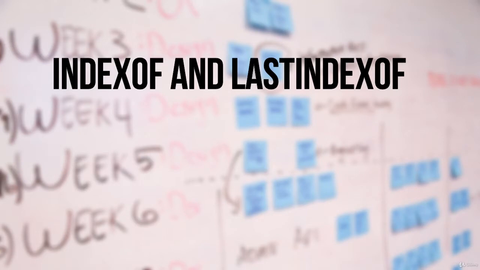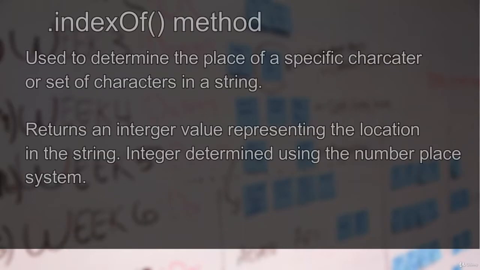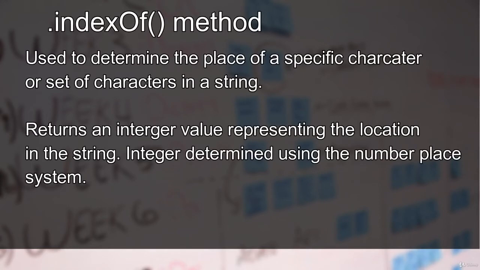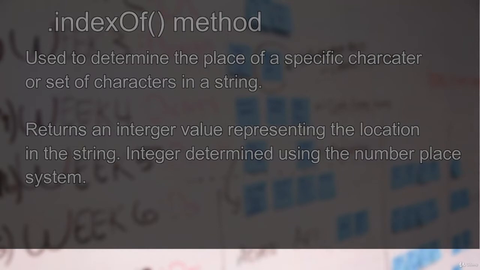In this video we're going to be discussing the indexOf and lastIndexOf methods. I'll begin with the indexOf method. This method is used to determine the place of a char or string in another string. It will return an integer depending on where the char or string is situated in the larger string. For example, we'll have this line of code here.